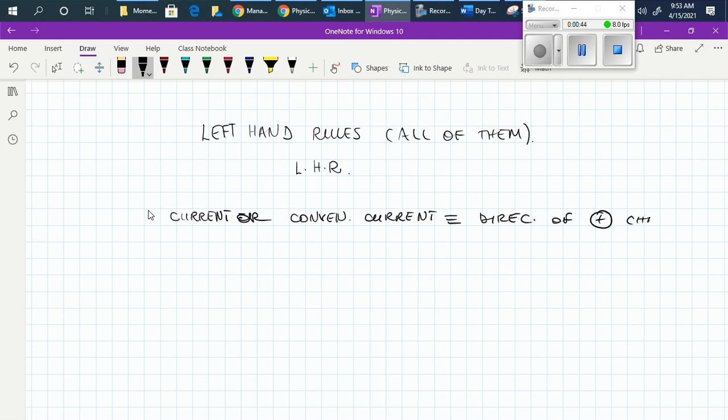And when we are talking about electron flow or electron current, then what we are defining is the direction of negative charges.